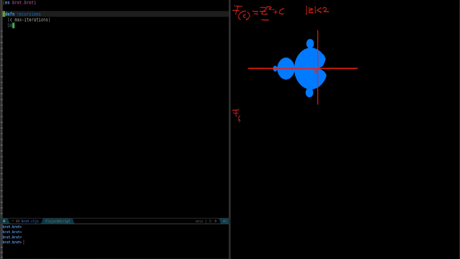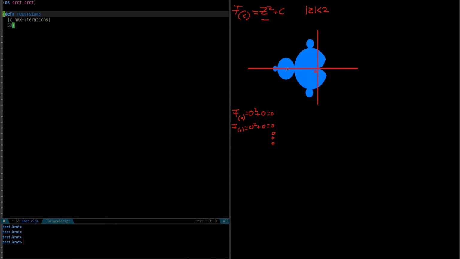f_c with c is 0, and z should always start with 0, equals 0 squared plus c, which is 0, equals 0. This is a recursive function. Let's call it again. z is now 0. f_c with c is 0, z is the output of the last iteration, 0, squared plus 0 equals 0 again. As we can see, this goes on and on and on. So the absolute value of z never grows bigger than 2, so point 0 can be considered part of the Mandelbrot set.